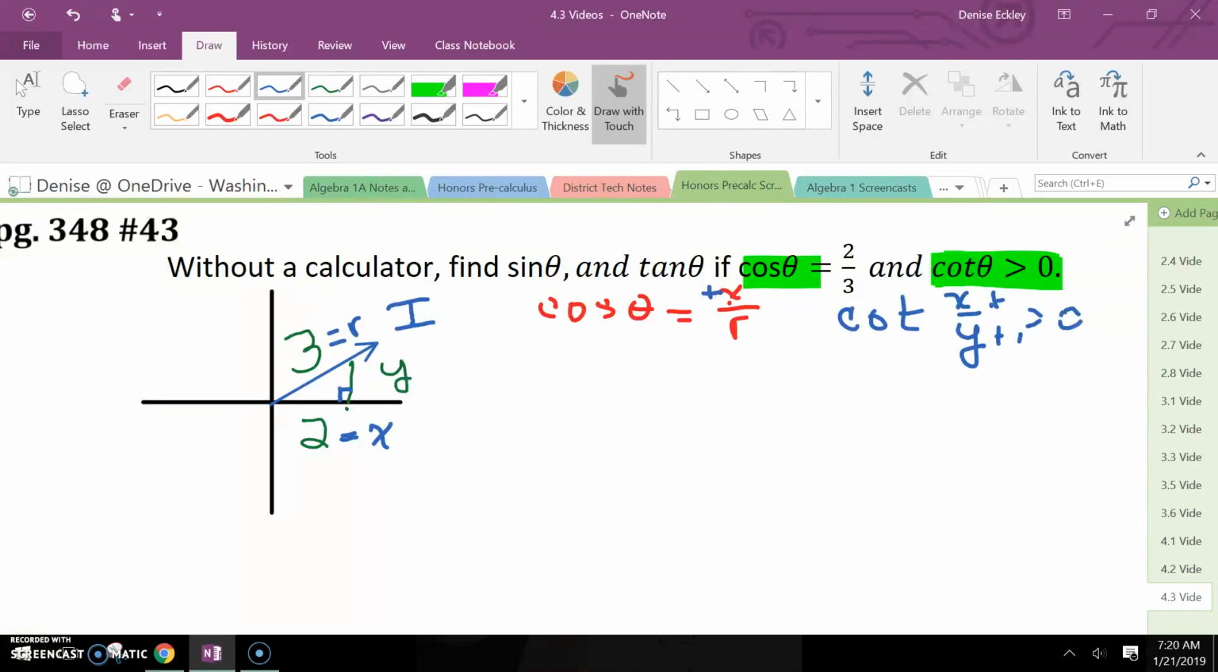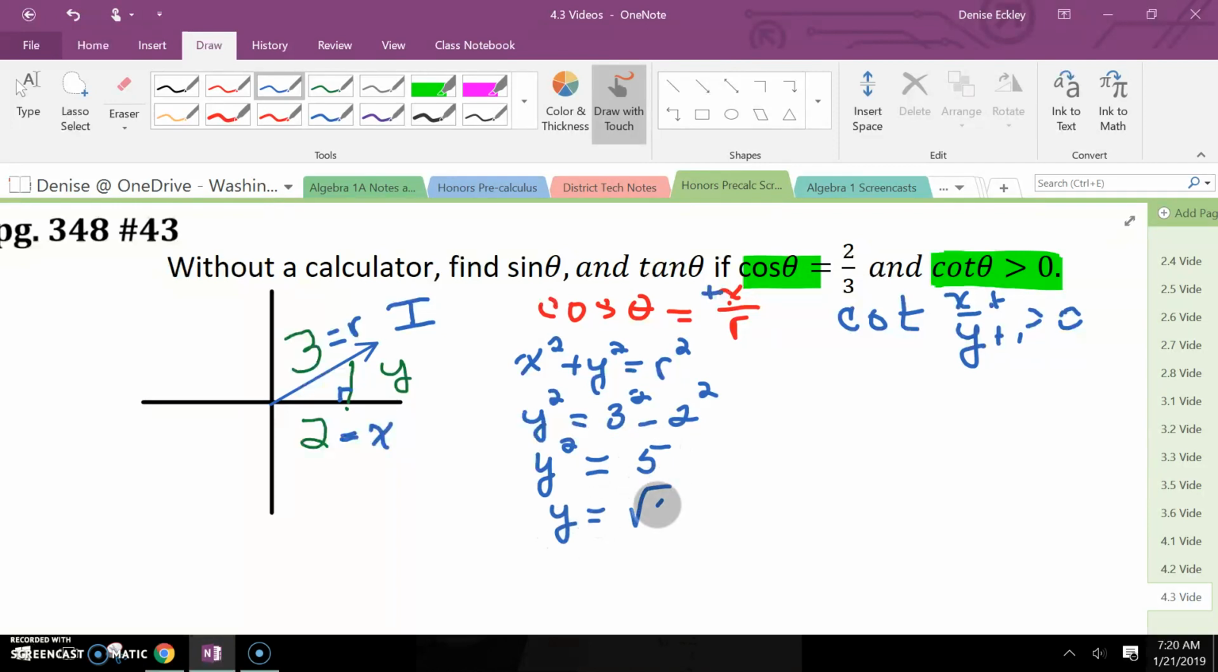So what I have to do now is find y using the fact that this is a right triangle. So using our relationship that x squared plus y squared is going to equal r squared. Solving this for y then is going to give me y squared is going to equal 3 squared minus 2 squared. So y squared equals 5. So y is going to be the square root of 5.